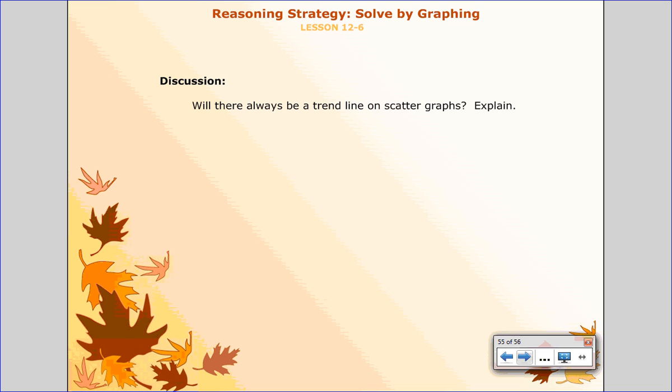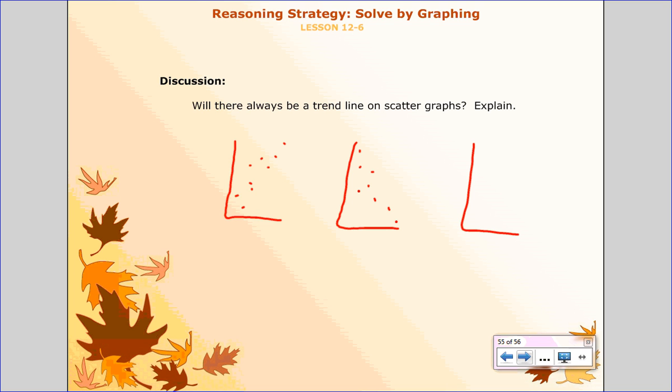All right, now here's a quick little piece that I'm just going to talk to you about. It says, will there always be a trend line on scatter graphs? Explain. All right, well, we talked about 3 different types of correlation. We talked about positive, where it looks like as one increases, the other increases. Negative, where one increases and the other decreases. And no correlation, where it's all scattered about.